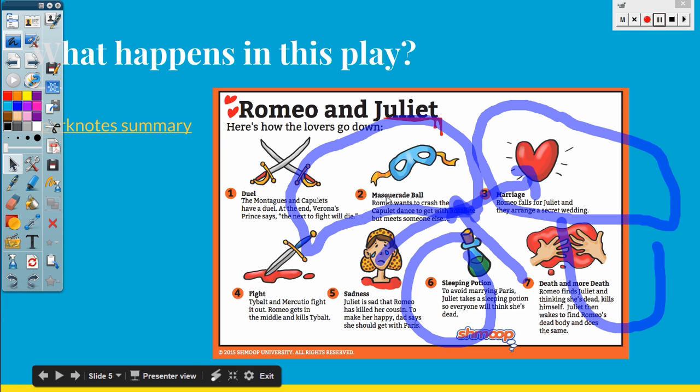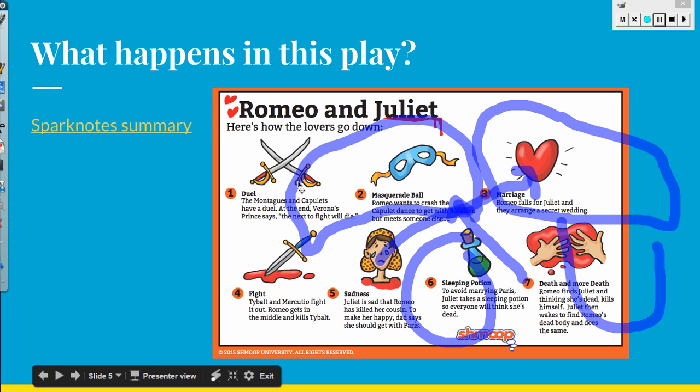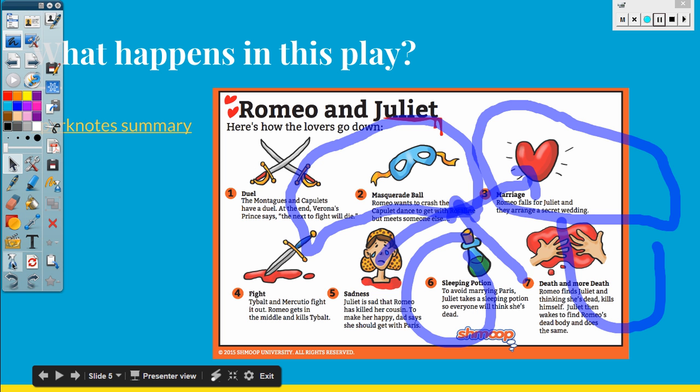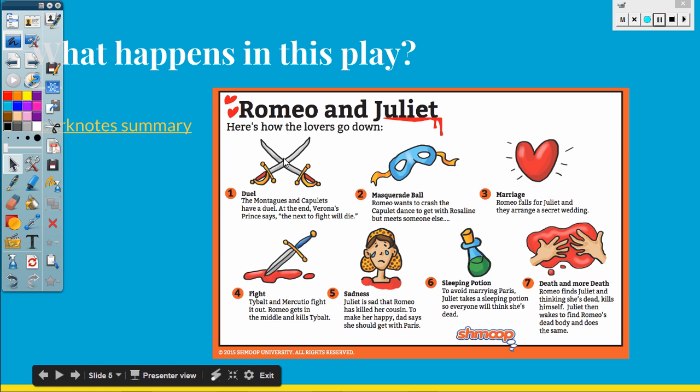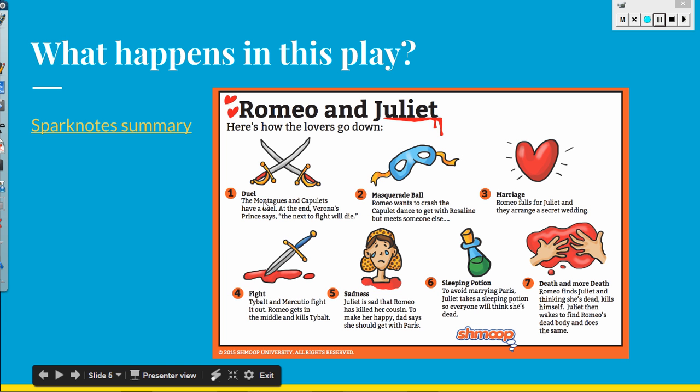So what happens in the story? I've already told you a couple of things. Let's go through it. So first, at the beginning, there's a duel, which is how people handled their battles in those days, their fights. The Montagues and the Capulets end up having some sort of street fight. And there's a threat. The prince says the next to fight will die. We also call that foreshadowing.